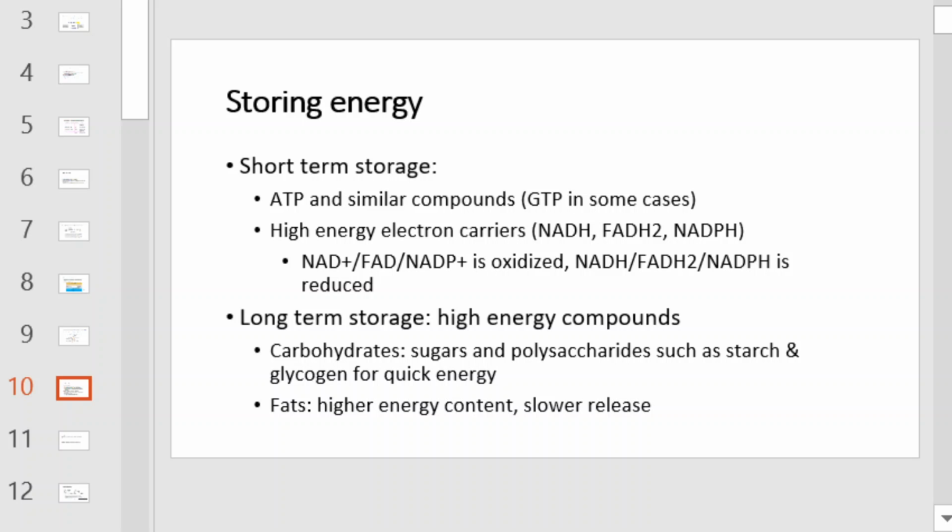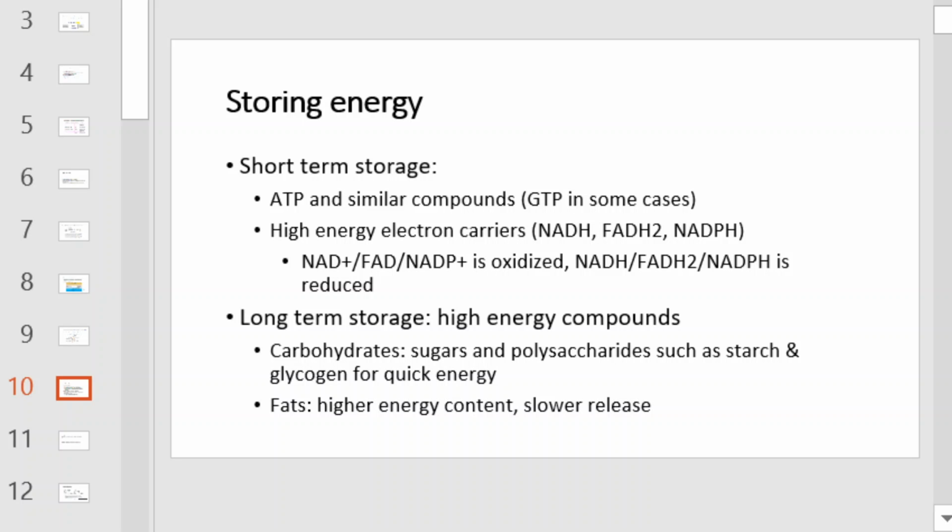Storing energy. Energy can be stored in one of two strategies, short-term or long-term. Short-term energy storage involves ATP and similar compounds like GTP. Short-term energy can also involve high-energy electron carriers such as NADH, FADH, and NADPH. These electron carriers can exist in one of two different forms depending on whether they are oxidized or reduced, as seen here.